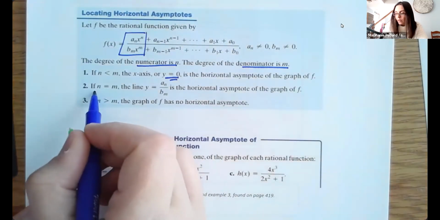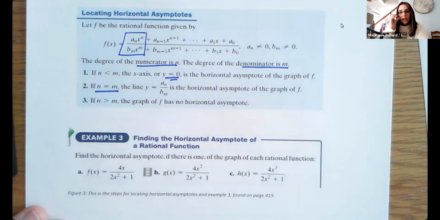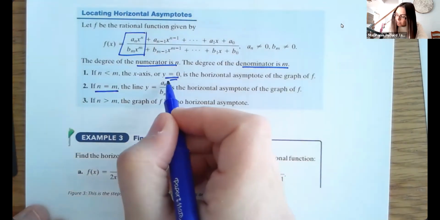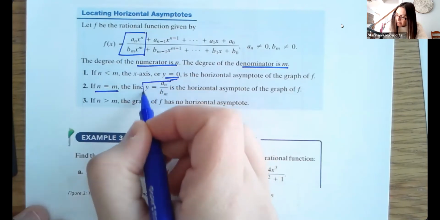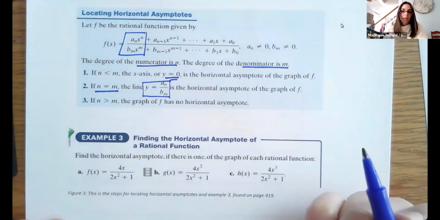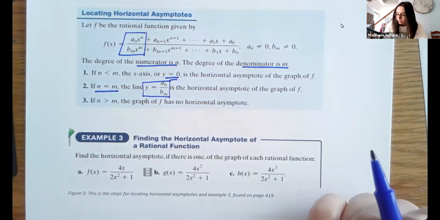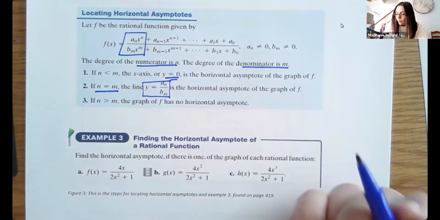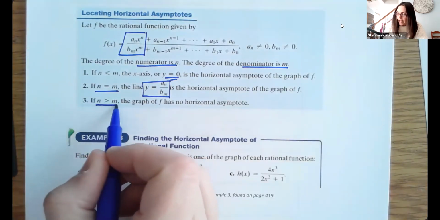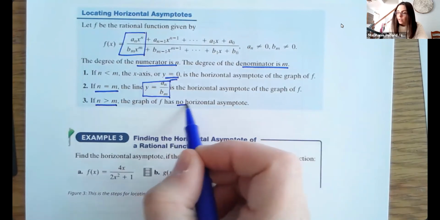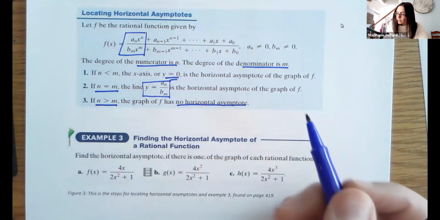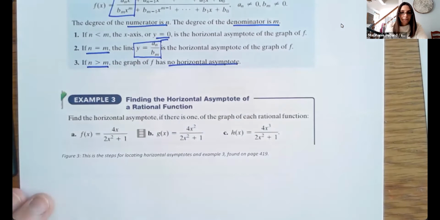If the two exponents are equal, so if the two degrees are equal, then you take the leading coefficients and write them as a fraction. And that's your horizontal asymptote. And then the last one is, if n is greater than m, then you actually have no horizontal asymptote. So let's see one of each type here.